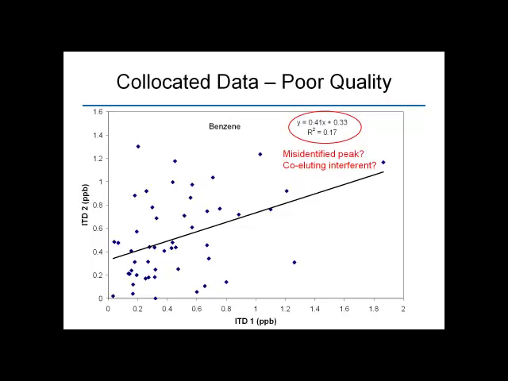And so, looking at your co-located data, you don't want to see anything like this. And if you do see something like this, you're going to consider that pollutant to be of very poor quality. And what's really weird about this is that benzene is pretty straightforward to measure. I mean, we know how to identify benzene in an analytical sample, so that was troubling, very troubling.